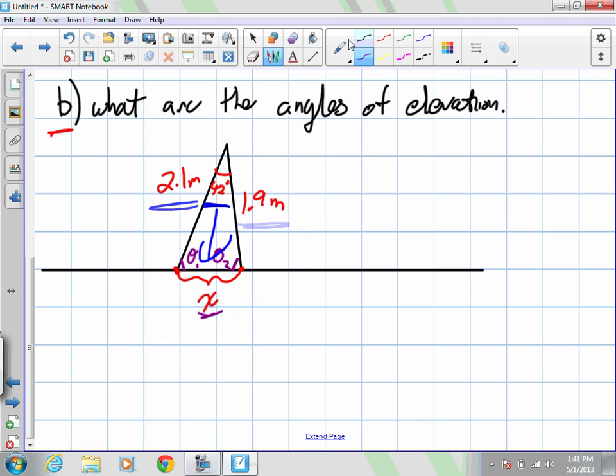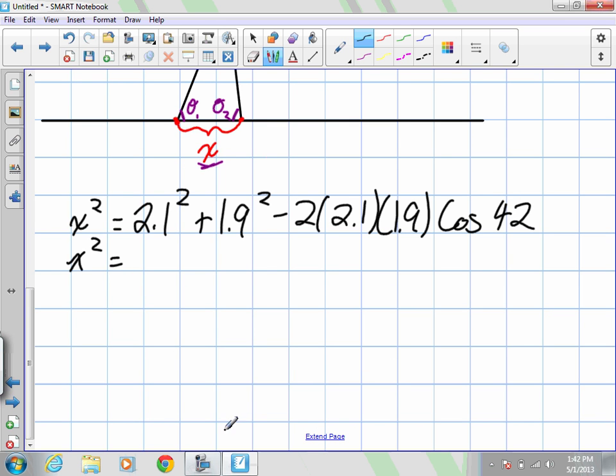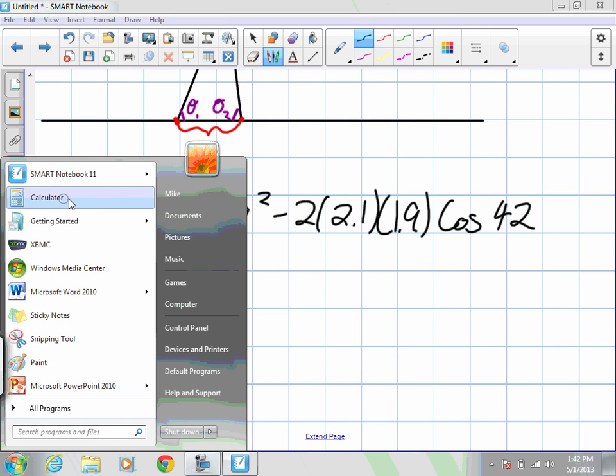And we're going to rename our triangle. We'll say x is what we're looking for. So we'll say x squared, that's the side, is equal to 2.1 squared plus 1.9 squared minus 2 times 2.1 times 1.9 cos 42 degrees. From here, we're just going to work it out. So we'll take out our calculator.